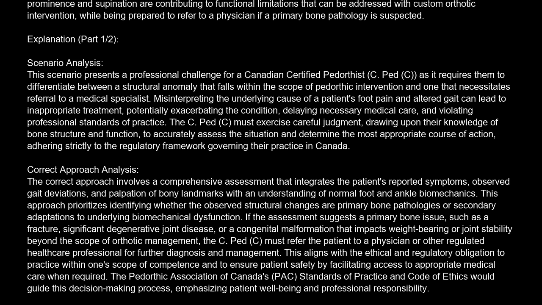This aligns with the ethical and regulatory obligation to practice within one's scope of competence and to ensure patient safety by facilitating access to appropriate medical care when required. The Pedorthic Association of Canada's PAC Standards of Practice and Code of Ethics would guide this decision-making process, emphasizing patient well-being and professional responsibility. Incorrect approaches analysis.